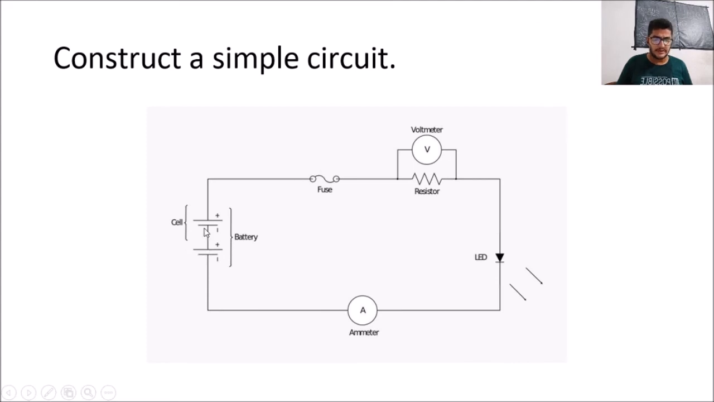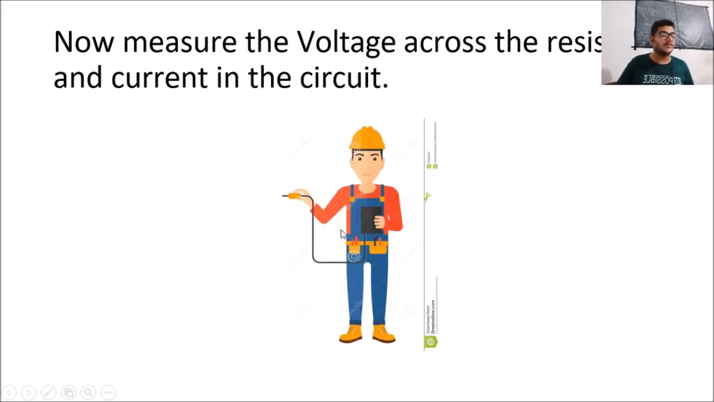So consider a simple circuit. We have a battery to make the voltage difference, a fuse or switch, and a voltmeter to measure the voltage or potential difference. This is the LED, and this is the current measuring device, the ammeter. This is a simple, general circuit. Now measure the voltage across the resistor and the current in the circuit.